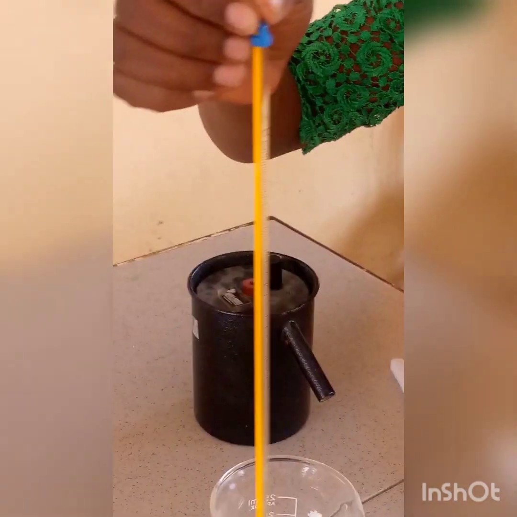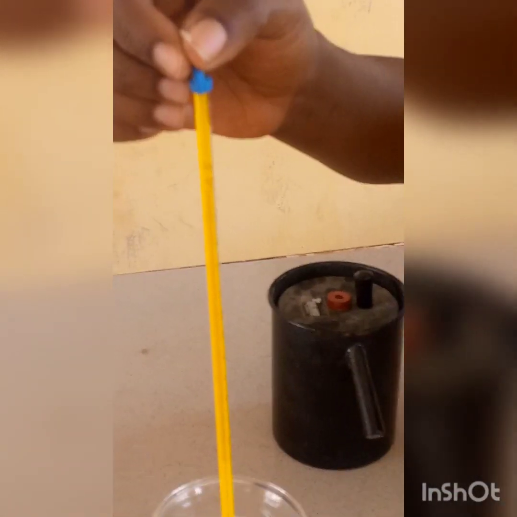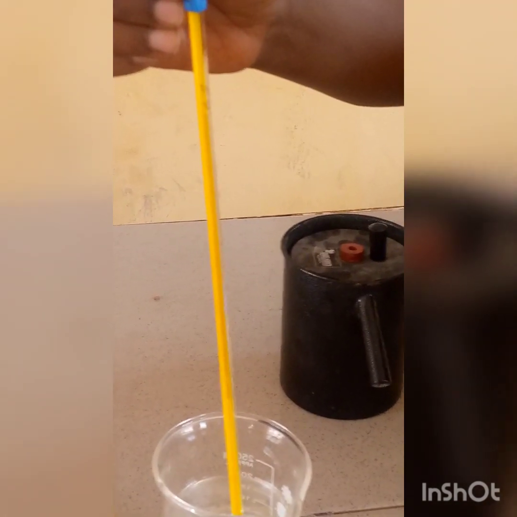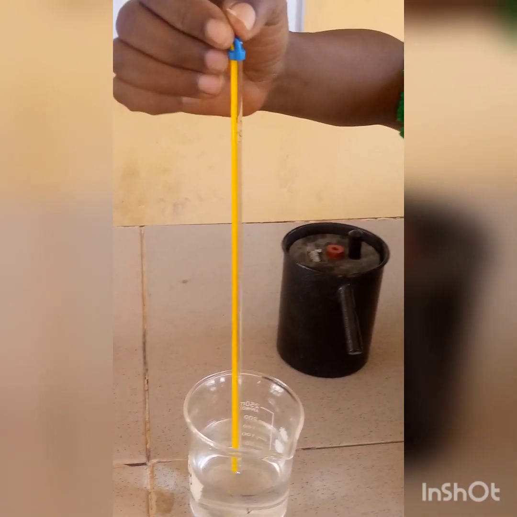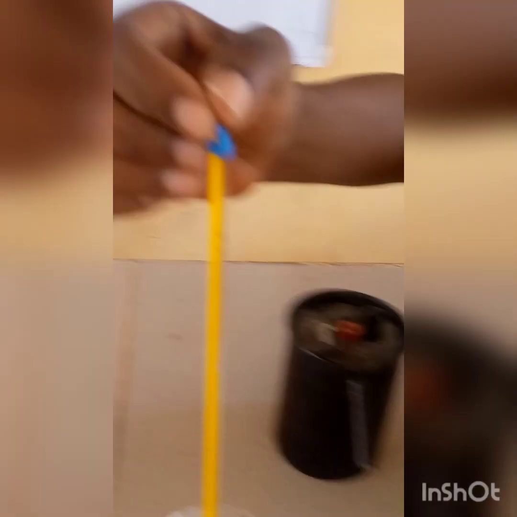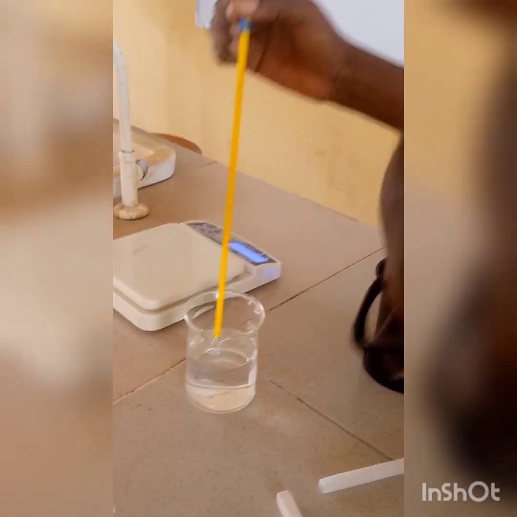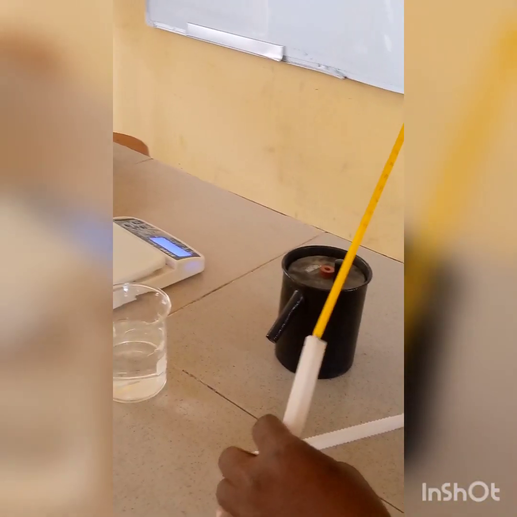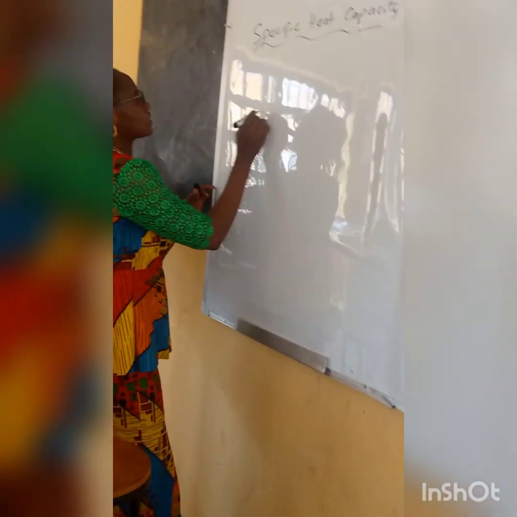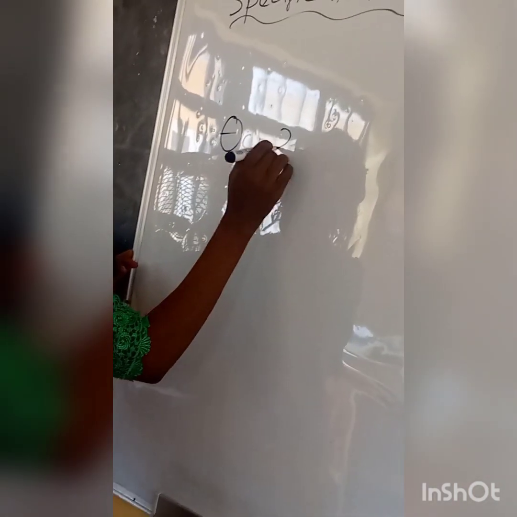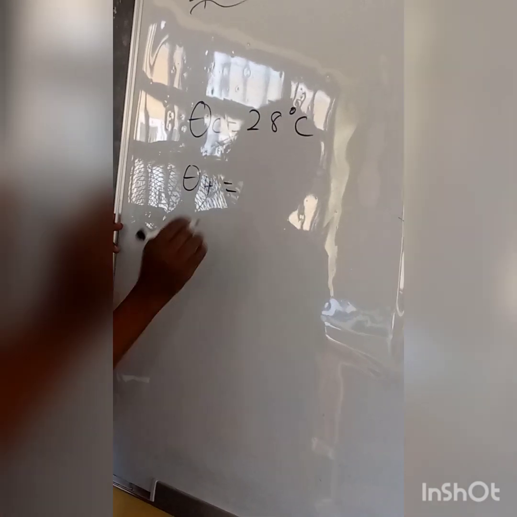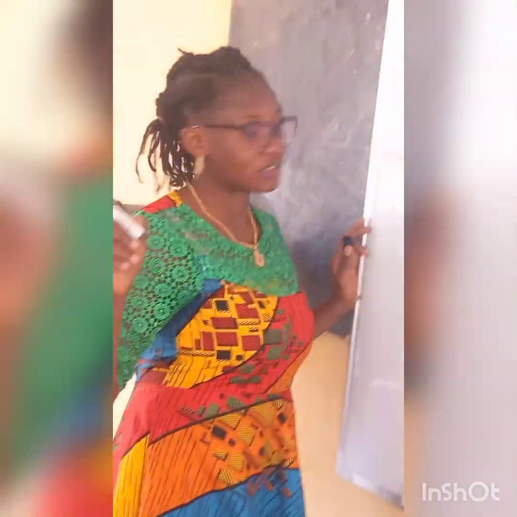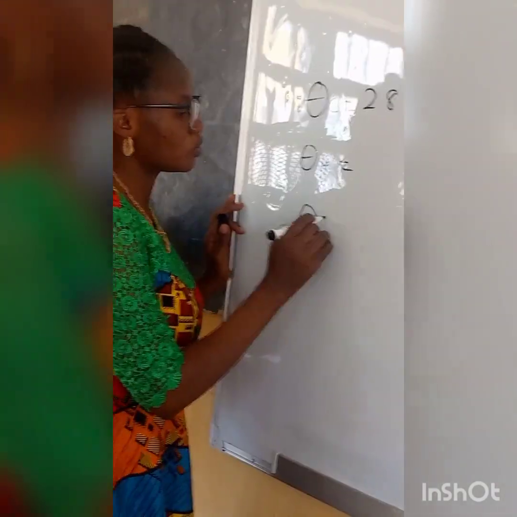Now, the temperature reading here is below 30 degrees, so let's read it accurately. What I'm seeing here is 28 degrees Celsius. So this one will be called theta C, the temperature of the cold water. Theta C is equal to 28 degrees Celsius. Theta H is what we are still going to find later, because we are still heating it. The steady temperature we will find.